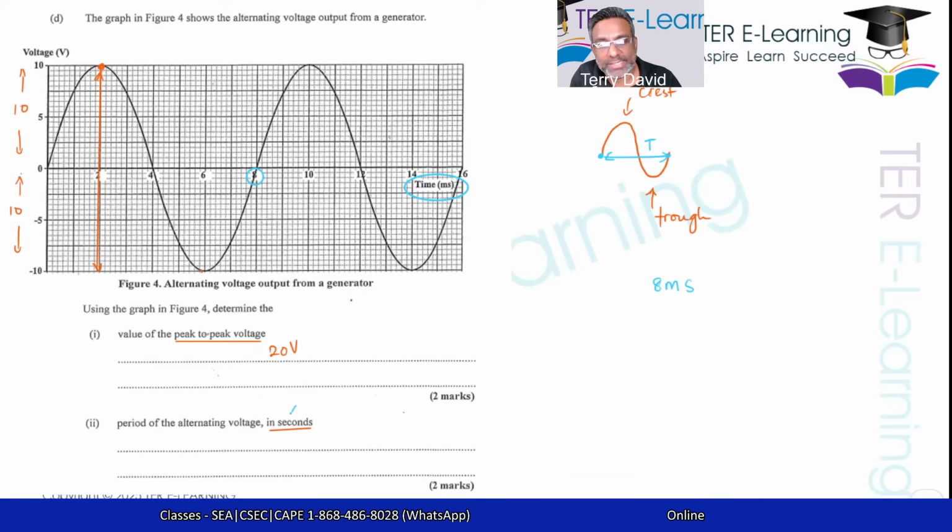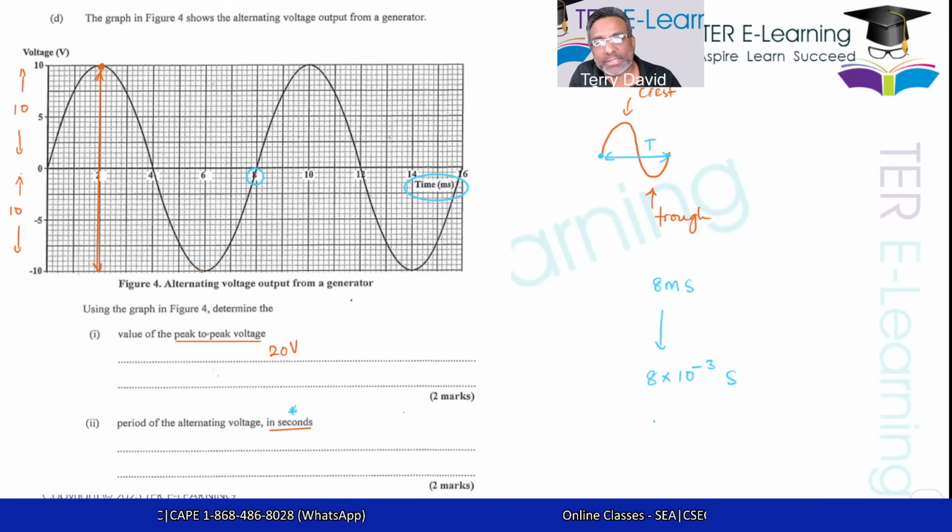So now, CXC is asking us for the answer in seconds. So the answer is not just 8. You're going to have to convert that from milliseconds. So to convert that, you can just write it as 8 by 10 to the minus 3 seconds. And I would stop there. That's what I would do.